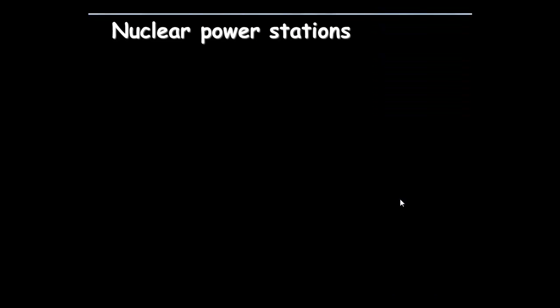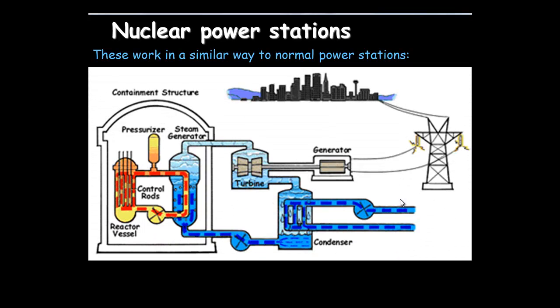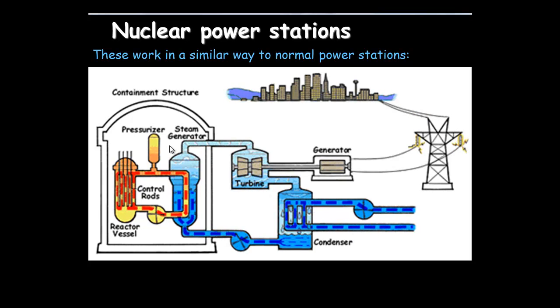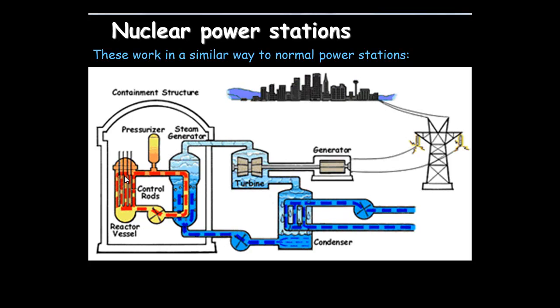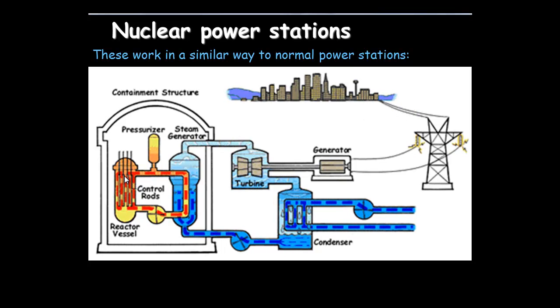Now let's look at a nuclear power station. Nuclear power stations in many ways work very similar to normal power stations. So there's lots of features that you'll recognize. We've got a turbine and a generator and a condenser, and we have a steam generator. The more specific to nuclear power stations is what we have here: the reactor vessel, the control rods, and the heat exchange system. So we'll talk about those in a little bit more detail. Everything else is pretty much as we'd see in a normal power station.